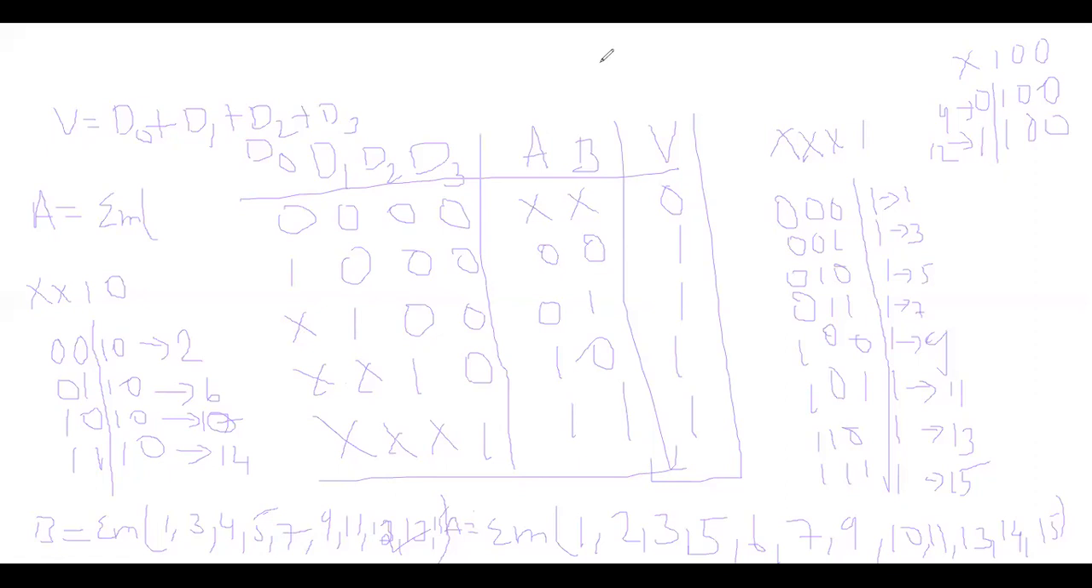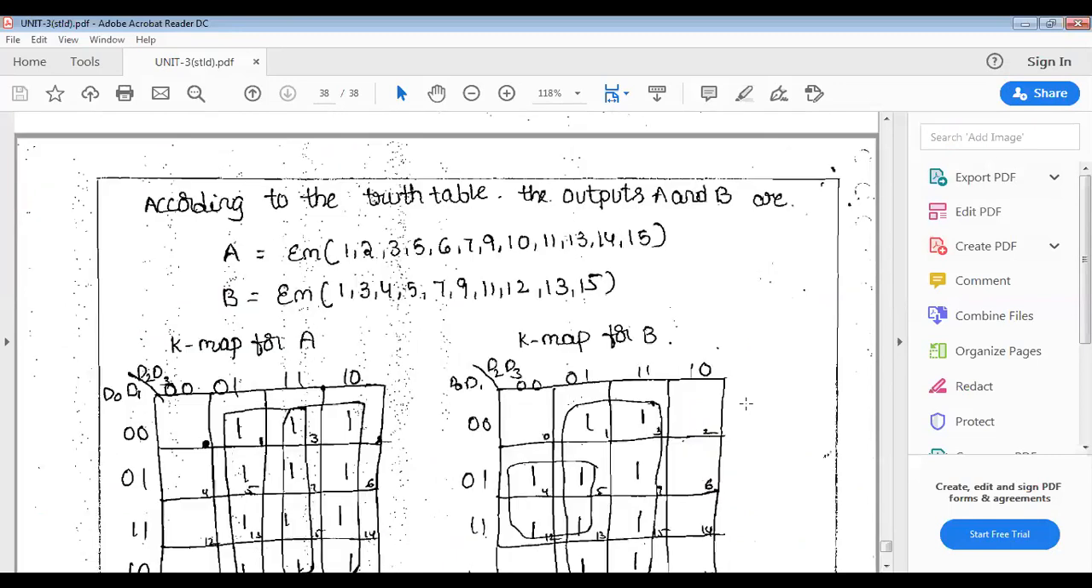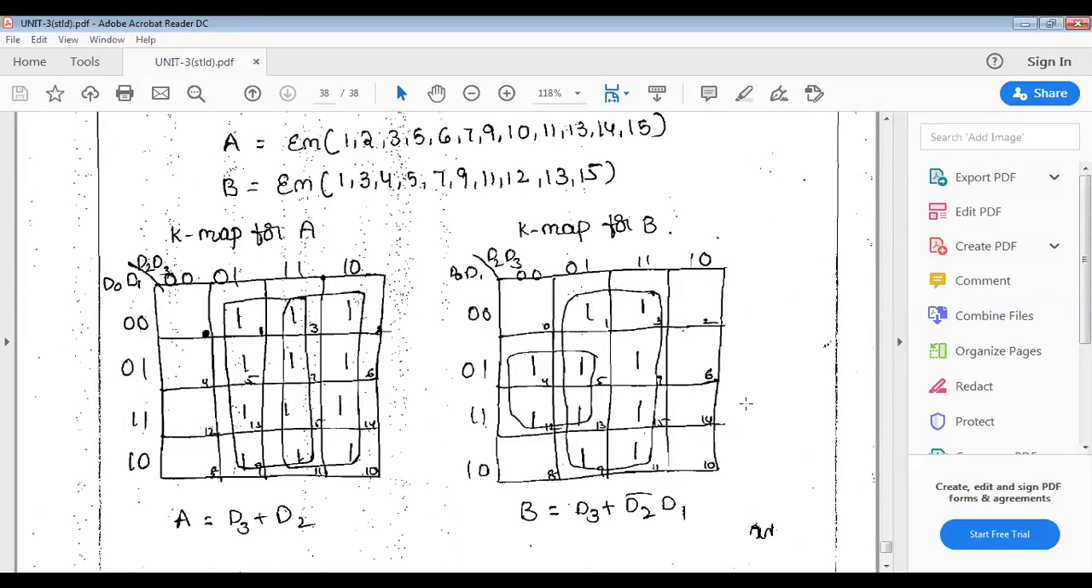By using these minterms, we go for the K-map. See whatever is in the material is right. In the K-map, you can see 1, 2, 3, 5, 6, 7, 9, 10, 11, 13, and 15. You can say these are two 8-box combinations. For one 8-box combination, we'll get D3, and for the other 8-box combination, D2. Okay, D2 is high and D3 changes from 1 to 0.